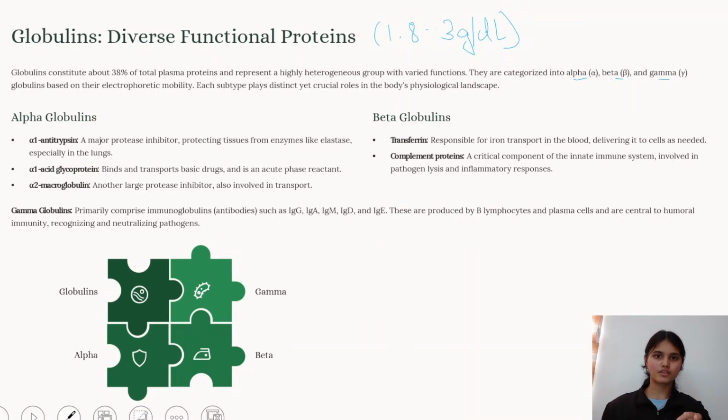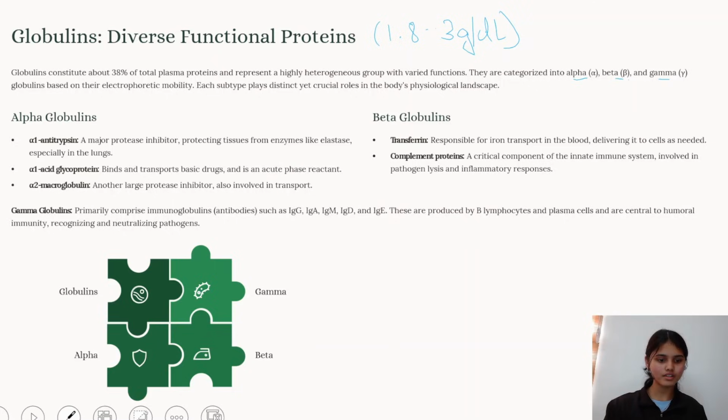Now, alpha-1 antitrypsin is mainly used in the treatment of lung-based diseases like emphysema. It protects the tissues from enzymes like elastase, especially in the lungs. Alpha-1 acid glycoprotein binds and transports basic drugs, and it is an acute phase reactant, again infection based. Alpha-2 macroglobulin is another large protease inhibitor. This is an extra point, but no problem if you knew it. It inhibits a type of enzyme, the protease.